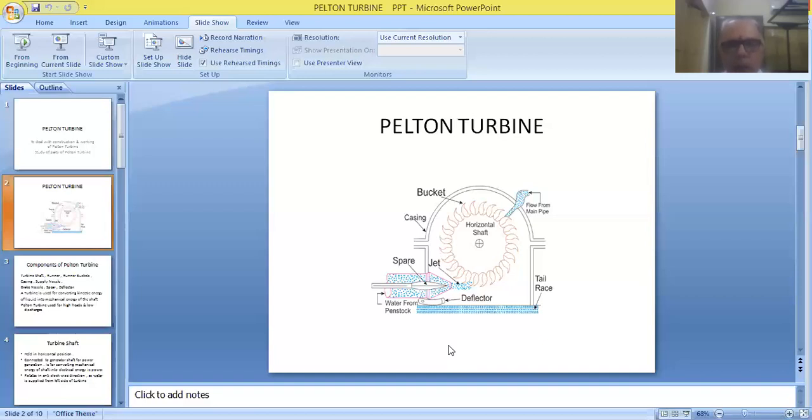And secondly, we can see the arrangement of a nozzle. This nozzle is fitted to the end of the pipeline, that is, the outlet of the pipeline. This is meant for converting the entire pressure energy of the liquid into kinetic energy of the liquid.